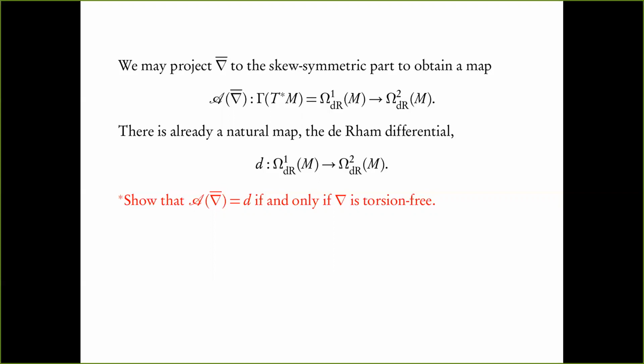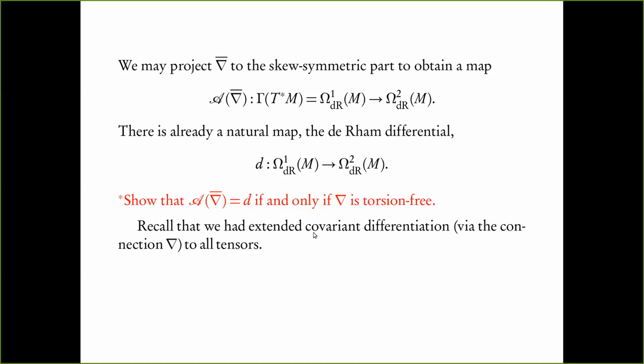Now I want to make a further remark before we get to the real heart of the matter. We have extended covariant differentiation via the connection to all (p,q) tensors. A (p,q) tensor for us is simply a section of this abstract bundle: take TM tensor TM, p copies, and then tensor that with q copies of T*M. Sections of that vector bundle are called (p,q) tensors.